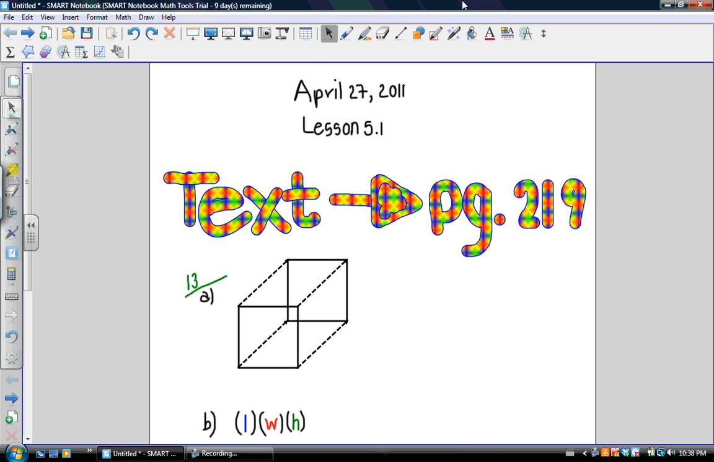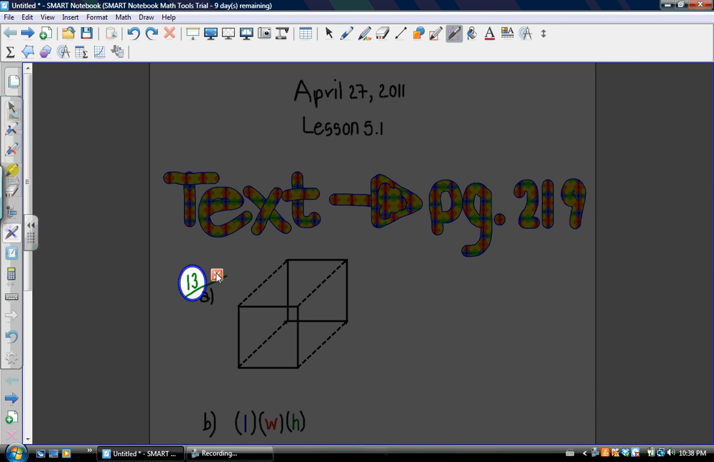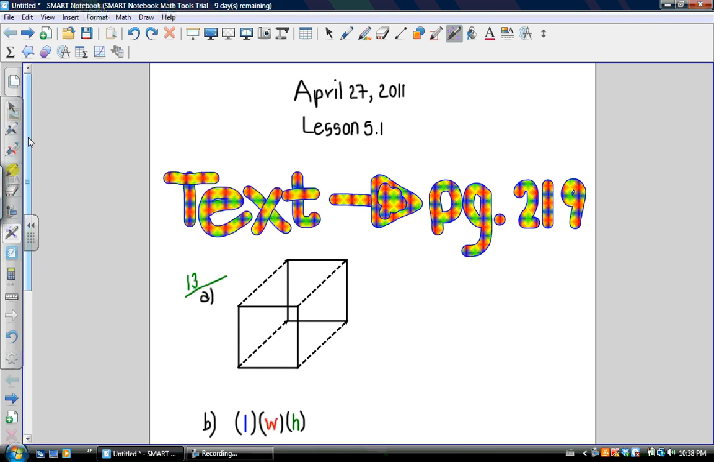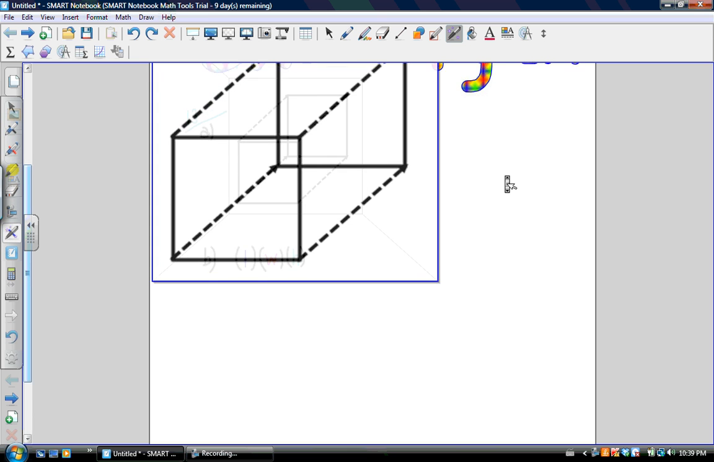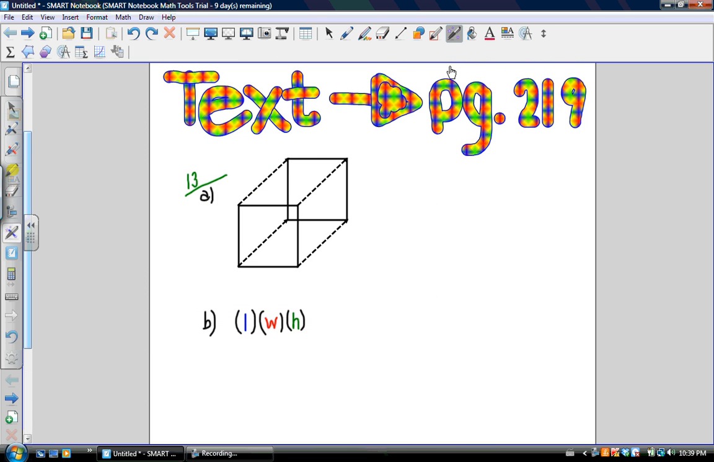The question I will be doing is question 13, and this is in your textbook, page 219. So the question asks us, a rectangular prism has a width W centimeters, length 2 centimeters more than its width, and height of 2 centimeters. Question 13A asks us to draw a diagram of the prism, which I have already done. So A is done. B says to express the volume as a product.